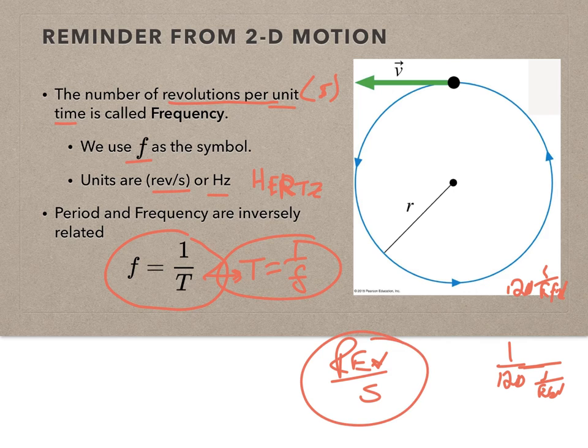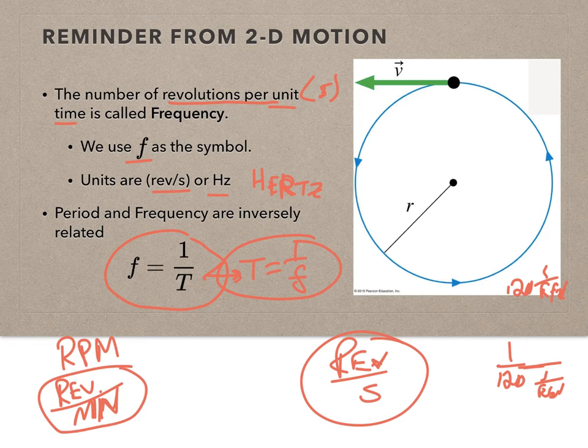Now, there's something similar to this called RPM. RPM stands for revolutions per minute. It's the same concept, just used a little differently. We use this in cars. Your tachometer measures in RPM, which is the number of revolutions that your drivetrain goes through based off of your engine performance.